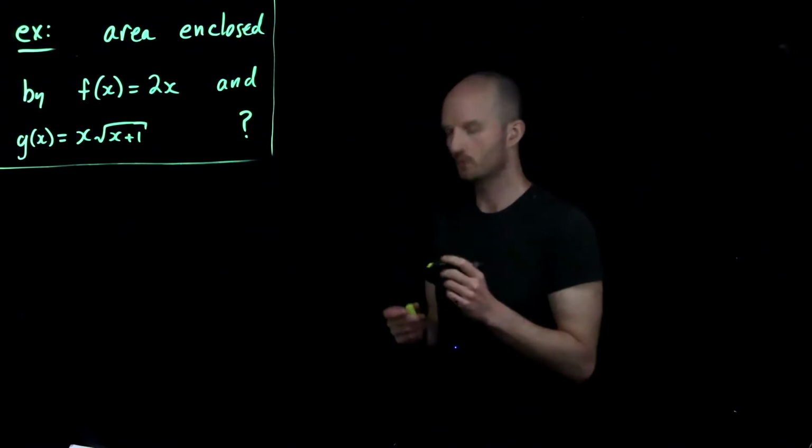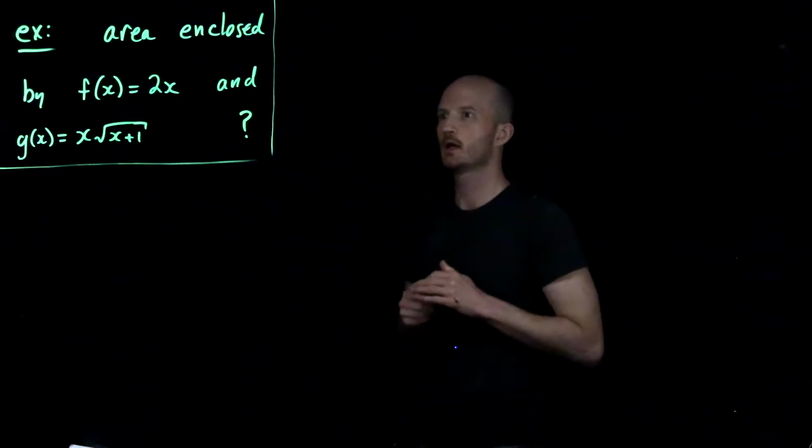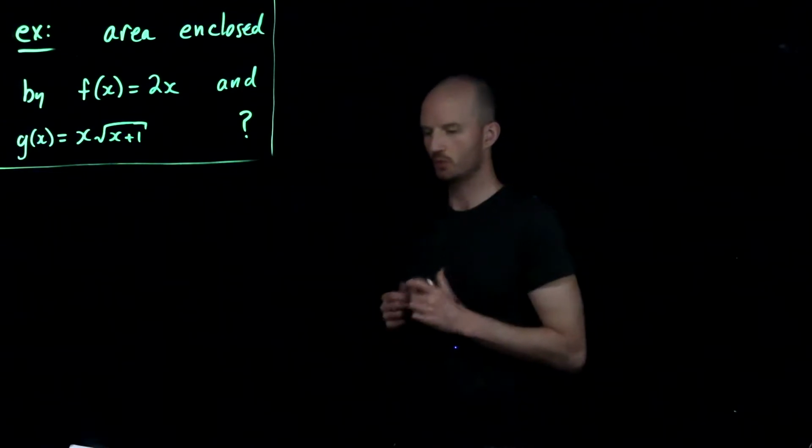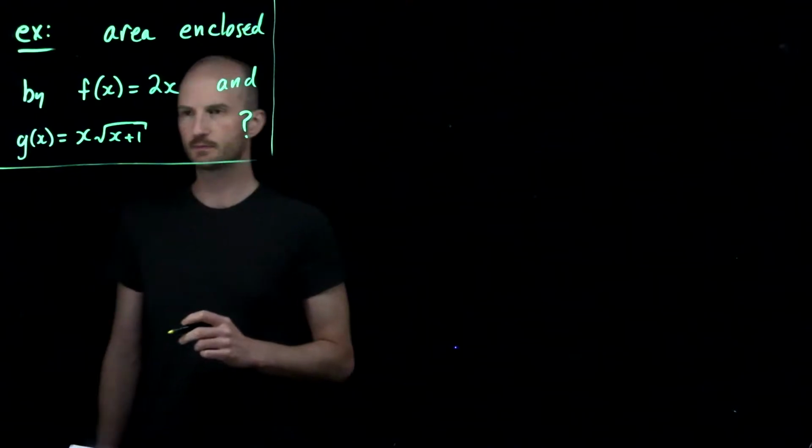Okay, what is the area enclosed by F and G here? So we're going to start by finding intersections.